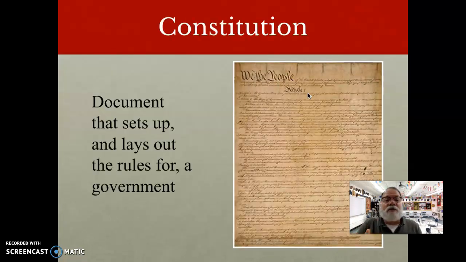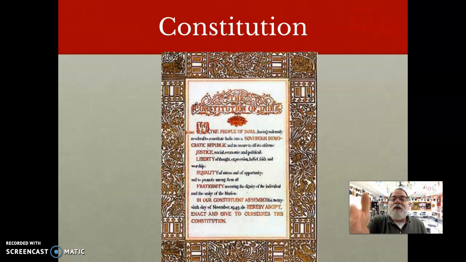All right. Hey, look, here comes a new topic. This is government terminology. So we have the Constitution, a Constitution. This is the United States Constitution. It's a document that sets up and lays out the rules for a government. And here's another image. This one is the cover page of the Constitution of India.